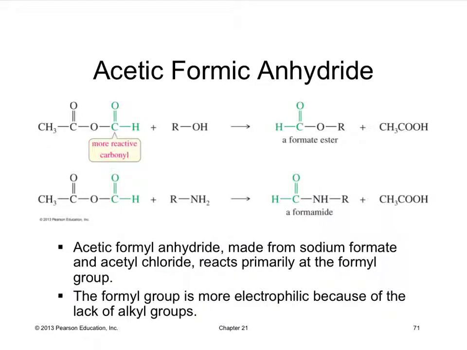Acetic formic anhydride. So if you have acetic formic anhydride, the formic group is the more reactive carbonyl. As a result, when you have it react with alcohols, it'll attack over here. Electrons come up, electrons go down, and then kick this off. So same here, this will react at this carbonyl and then kick this out.